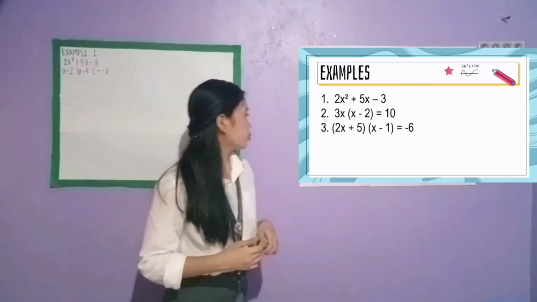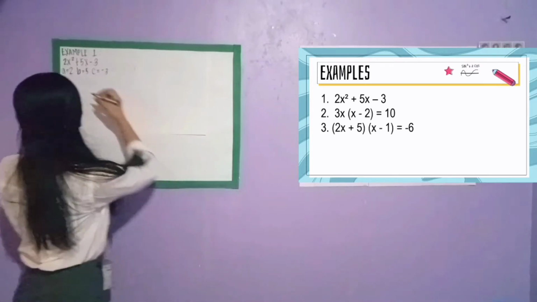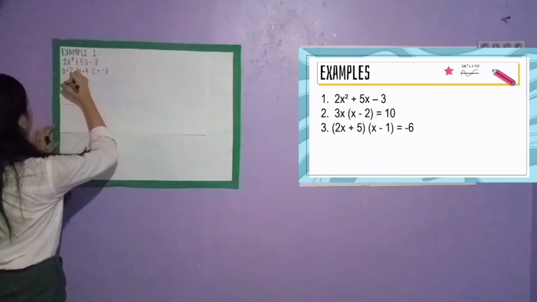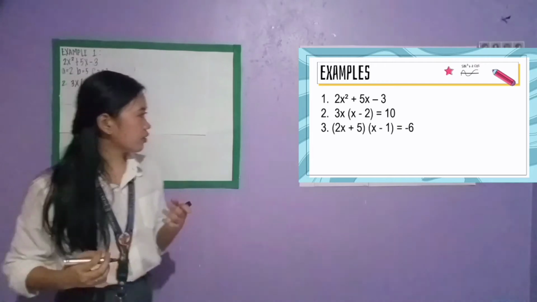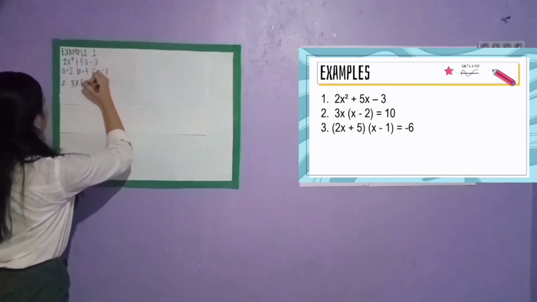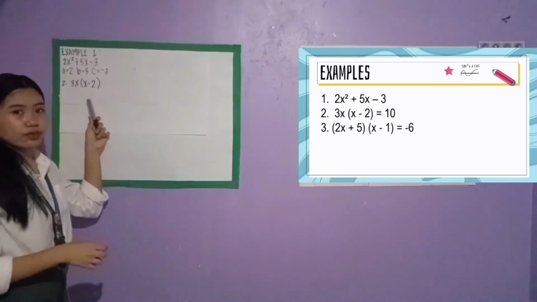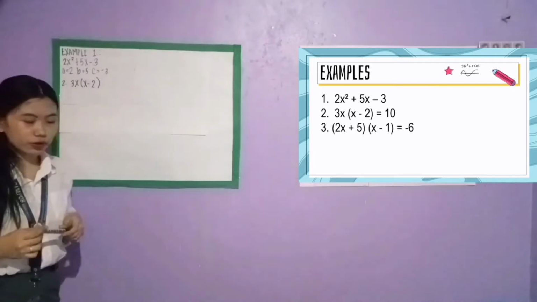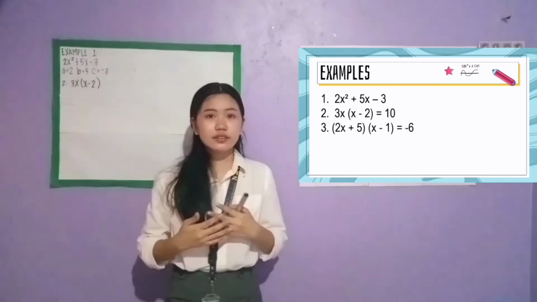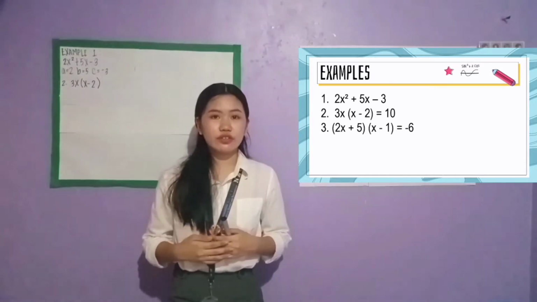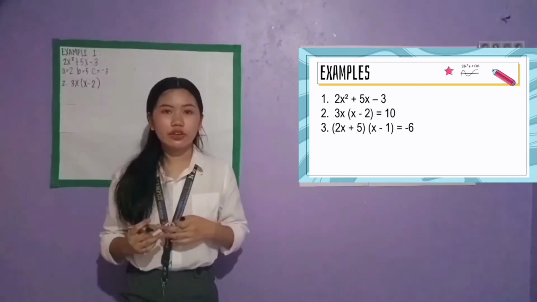For example number 2, we have here a quadratic equation 3x multiplied to the quantity of x minus 2. In this equation, we can see that it is not written in a standard form. So all we have to do is to write the equation in standard form, expand the product, and make one side of the equation 0. So we will apply what you learned in your grade 8.